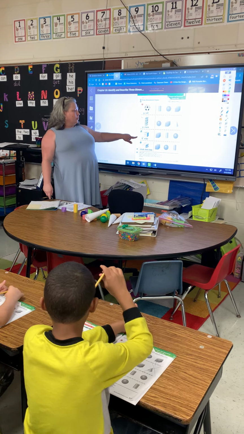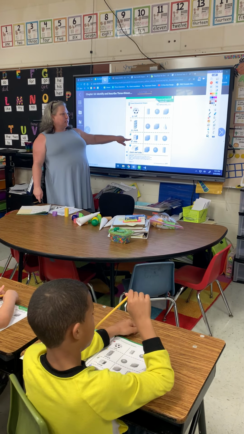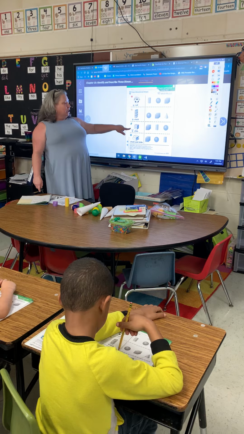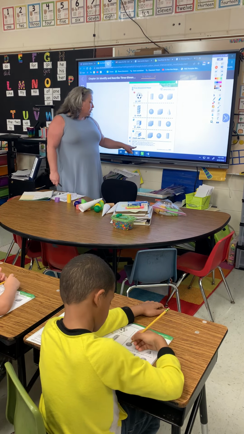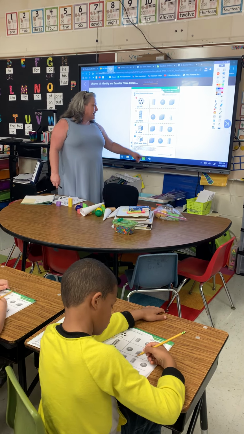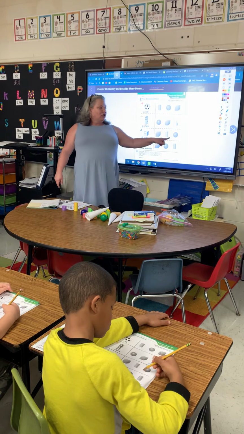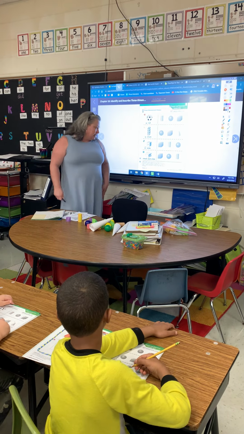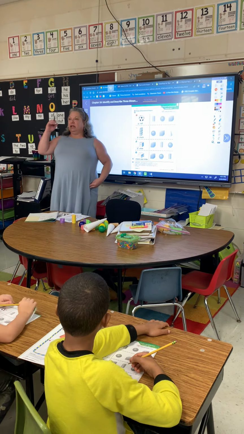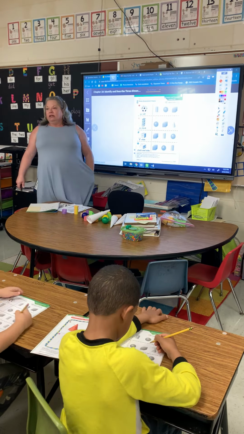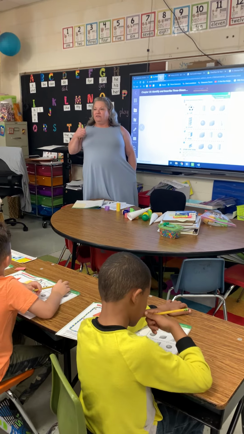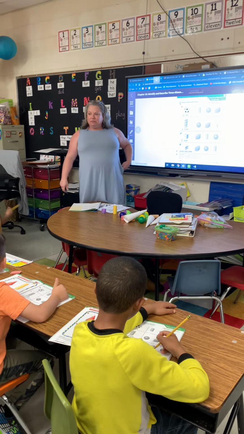Alright, now we're going to go to this shape. What shape is this? A cube. And it says, which shapes do not slide? Which shapes up here do not slide? And you're going to mark a big X on them. Wow, some of y'all getting through very fast. You got them thumbs up.